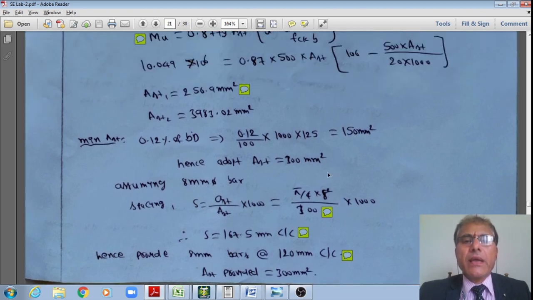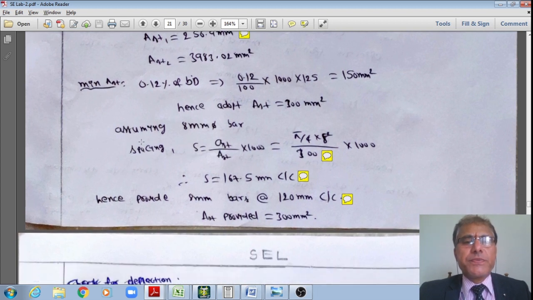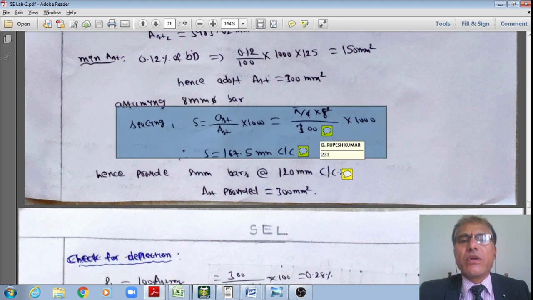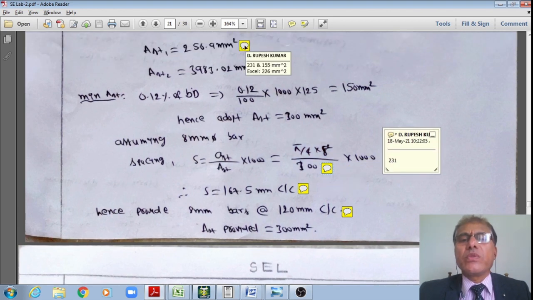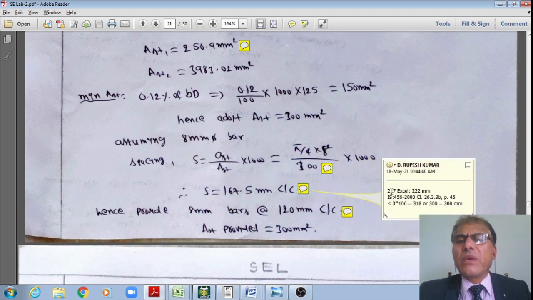Now I'm assuming 8 mm dia, that assumption is already made. Therefore, the spacing of the 8 mm dia bars required is equal to small ast, pi by 4 into 8 square, 50.2, divided by capital Ast, the area of the steel required. Just now we got 231. Therefore, in the short span direction for 231, I'll get the spacing required equal to 217 mm, student, right?